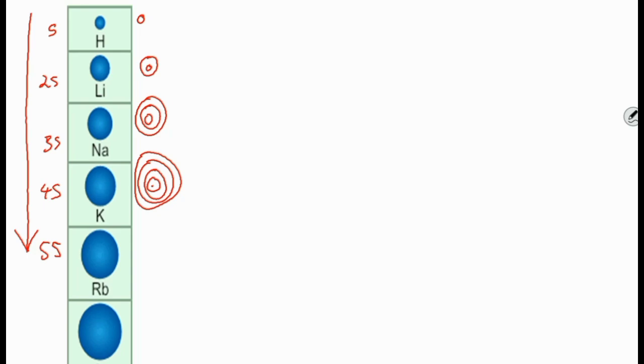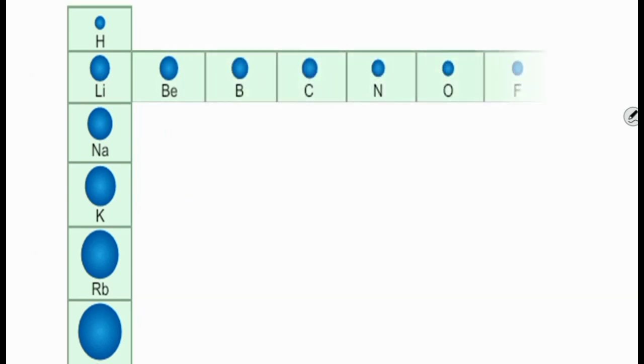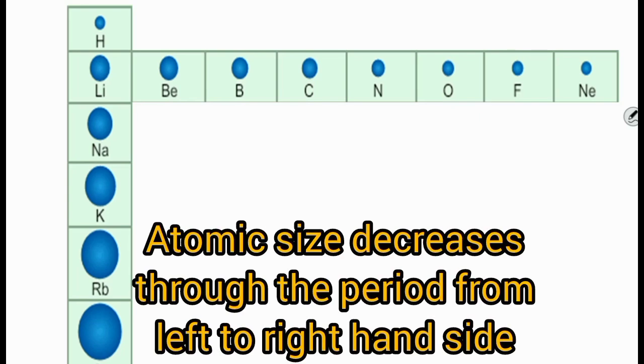Now let's quickly see the trend in atomic size as you go through the period from left to right. What is the trend like? Of course, the trend should be the opposite of what happens down the group. Atomic size decreases as you go through the period from left to right.